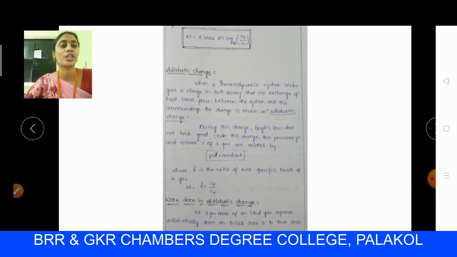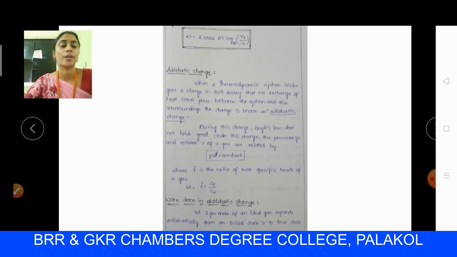During adiabatic change, no exchange of heat takes place between the system and the surroundings. Here, during this process, Boyle's law does not hold good. In an isothermal process, Boyle's law holds good, but in an adiabatic process, Boyle's law is not satisfied. Hence, we can say that Boyle's law does not hold good.